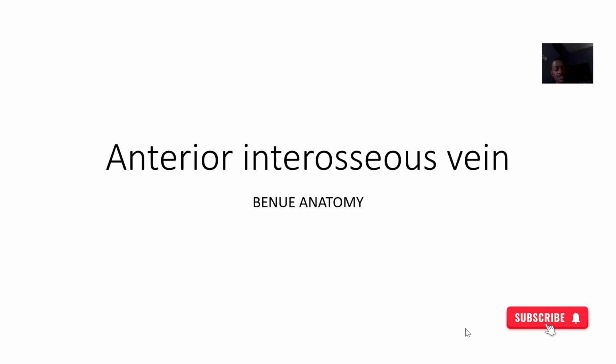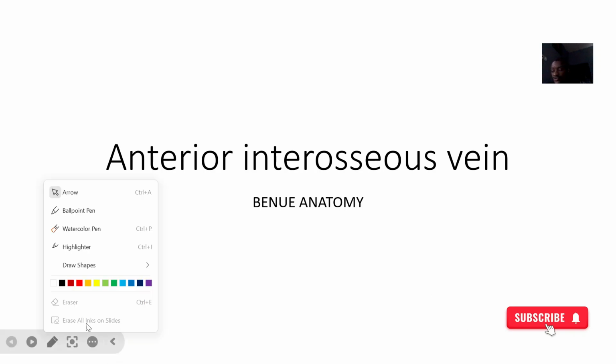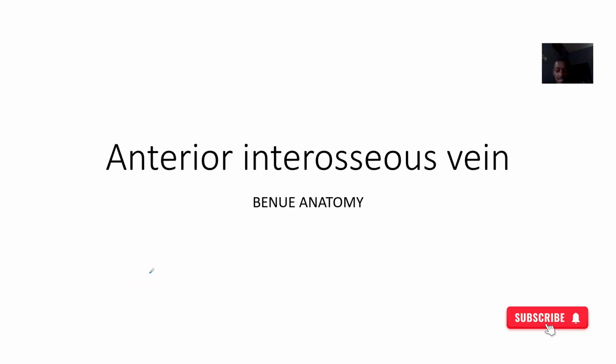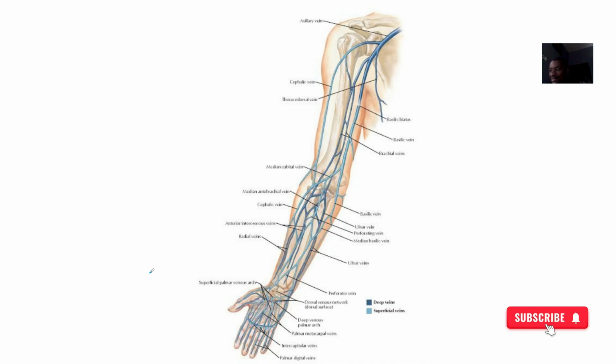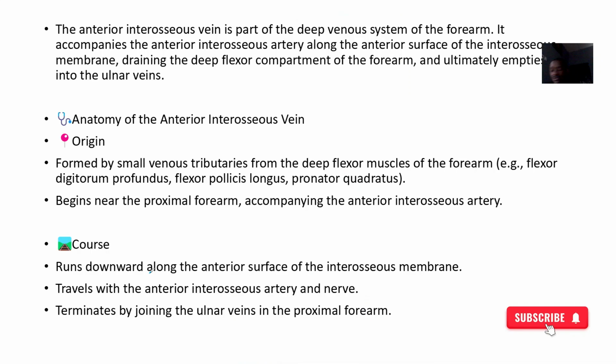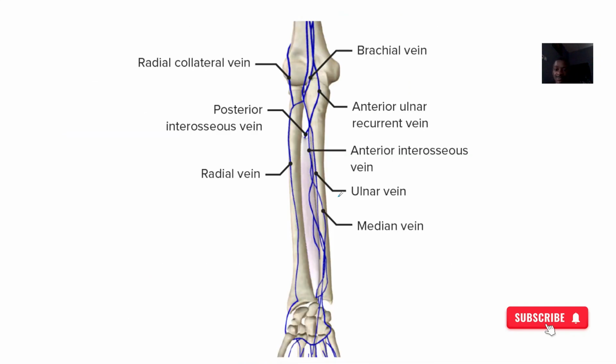So for this vein in the lower limb, is known as the what? Anterior interosseous vein. Anterior. No, it's not a vein in the lower limb. Okay, anterior interosseous. The interosseous membrane is actually a structure of the upper limb. It's not in the lower limb, sorry, okay? It's the upper limb. Anterior interosseous vein.